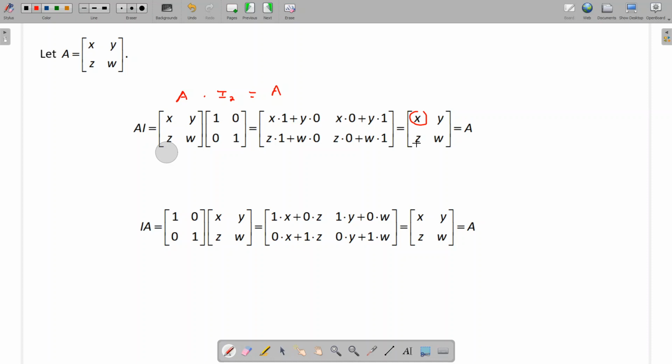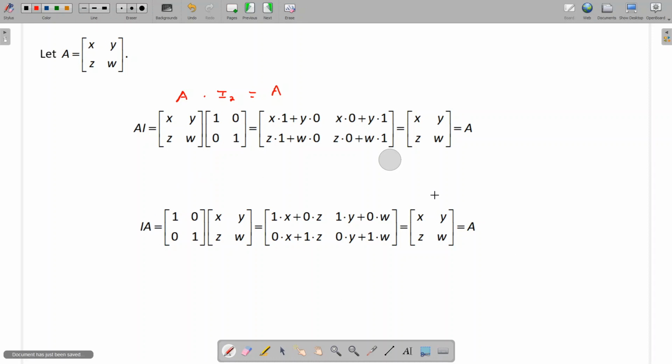which just gives us z, and then this row times this column, so z times 0 plus w times 1 just gives us the w in that spot there. So you can see, after you do all this simplifying, yes, the matrix A times the 2 by 2 identity matrix does just give you matrix A back.